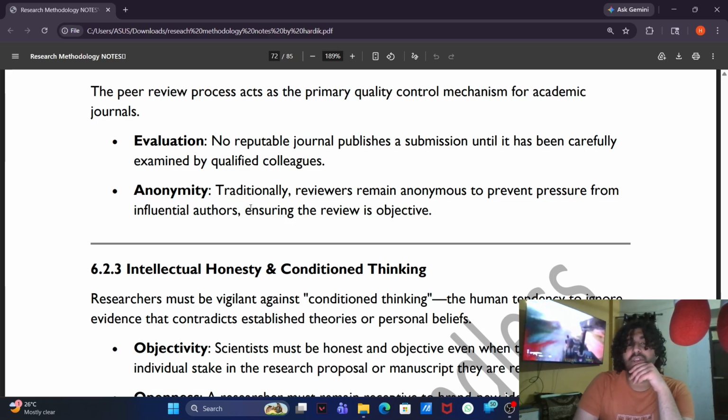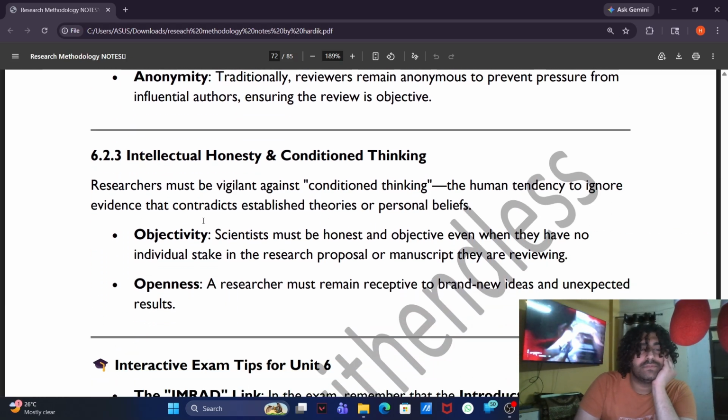Anonymity. Traditionally, reviewers remain anonymous to prevent pressure from influential authors, ensuring the review is objective. Next subtopic: intellectual honesty and conditioned thinking. Researchers must be vigilant against conditioned thinking, the human tendency to ignore evidence that contradicts established theories or personal beliefs.